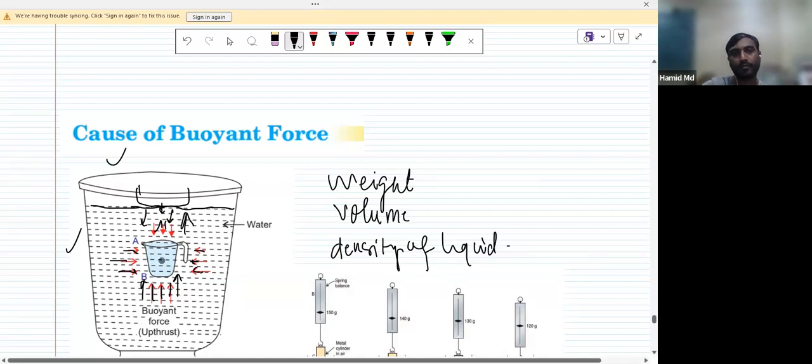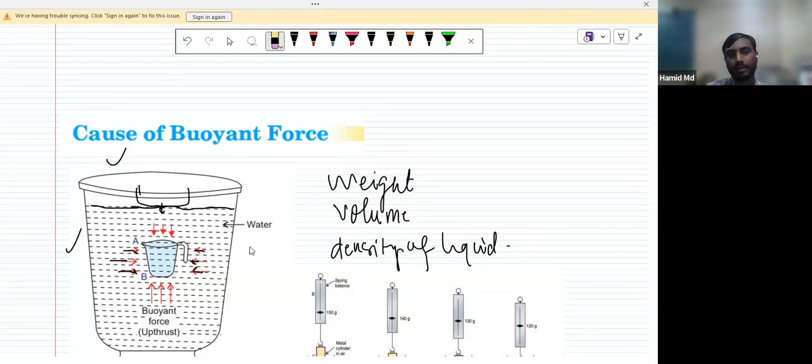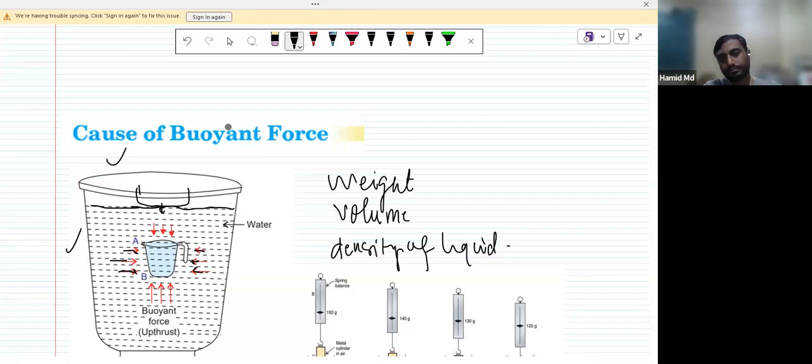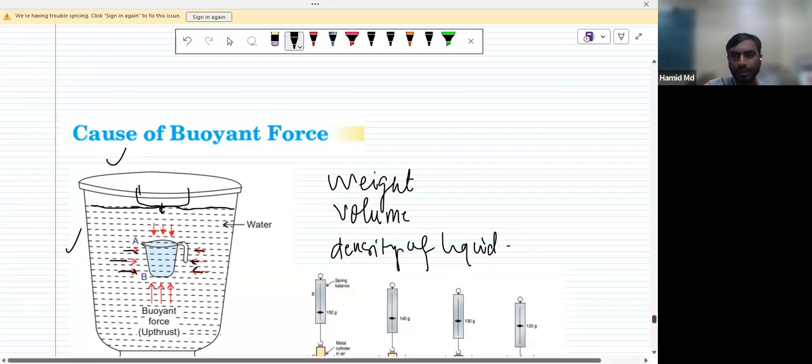So when you're lifting up, it's less weight, until and unless it is inside the water. Okay. It will also depend on the height of this container bucket. Got the point? There's also one thing. So it's a bit clear? Yes, sir.